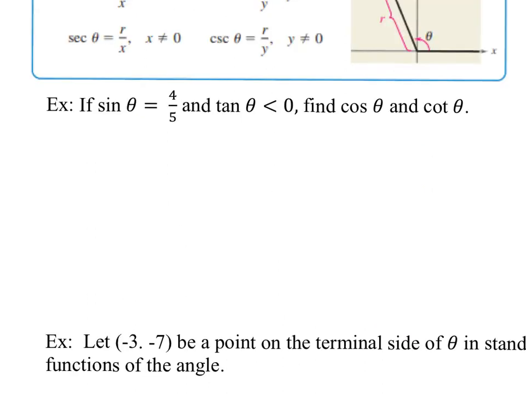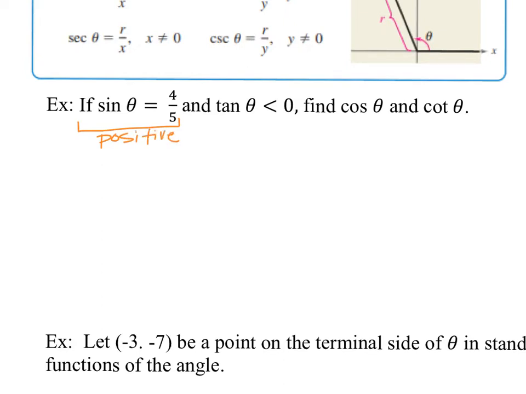Over to the left, let's take a look at an example to see if we can put this to practice. If sine theta equals 4/5 and tangent of theta is less than 0, find cosine and cotangent. The first part of the question will tell us where to draw our picture. The second part's asking us to find specific values. If sine theta is equal to 4/5, that's a positive answer for sine, so that's positive.